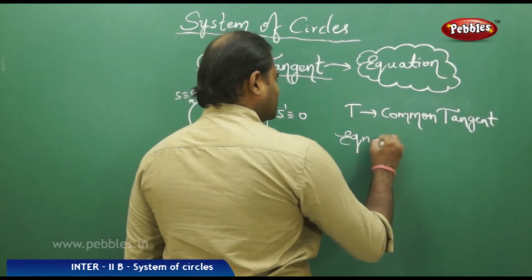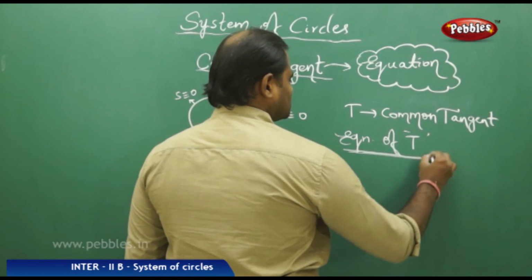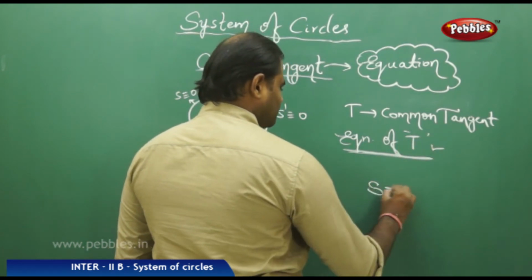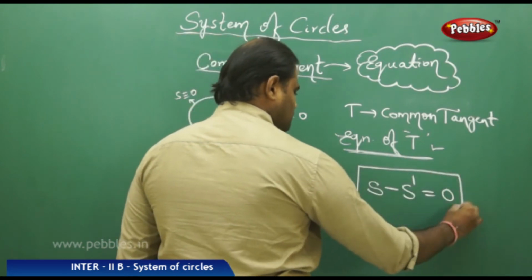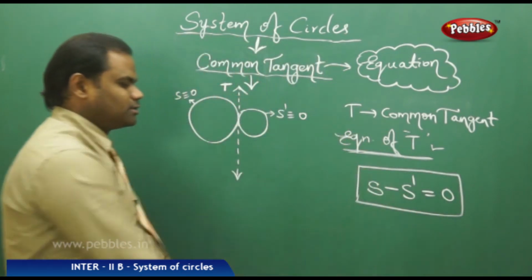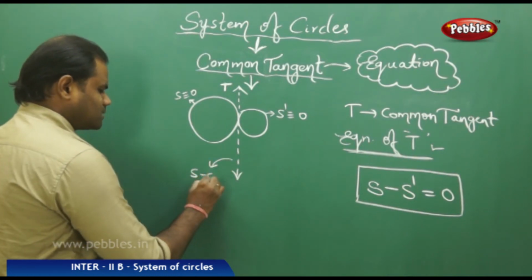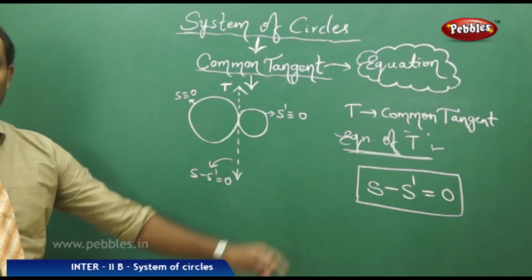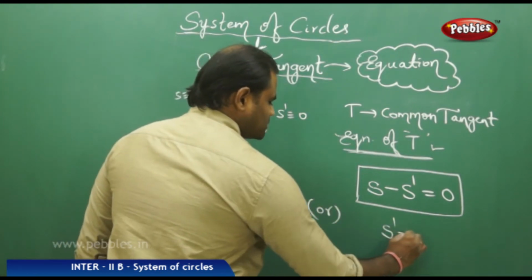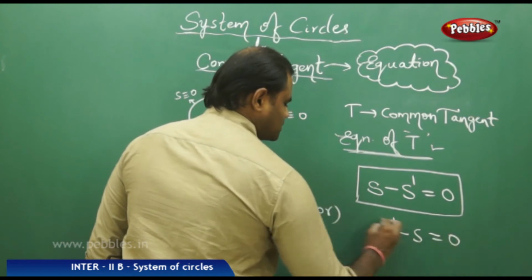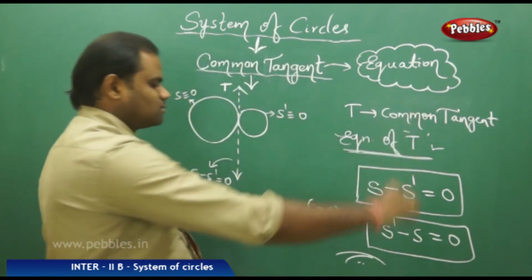The formula for finding the equation of common tangent T is S minus S dash equal to 0. The equation of common tangent is given by S minus S dash equal to 0, or this can also be given as S dash minus S equals 0.